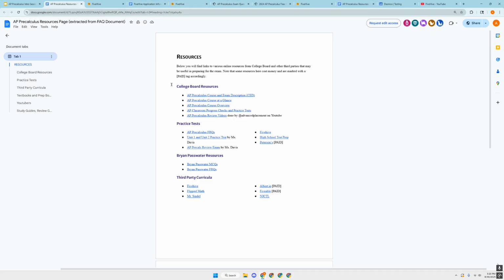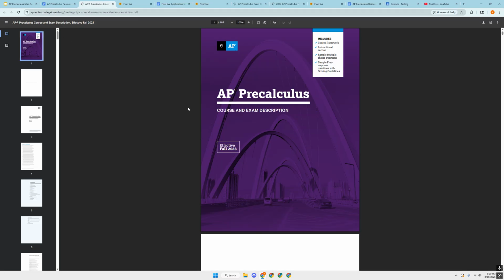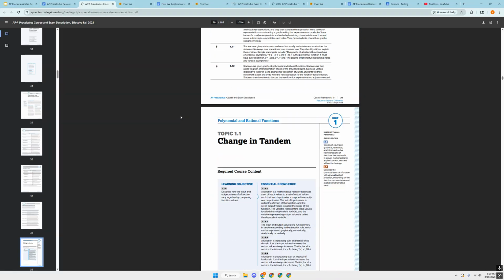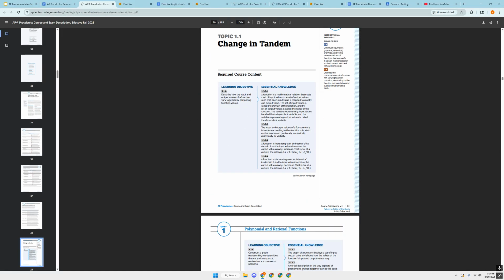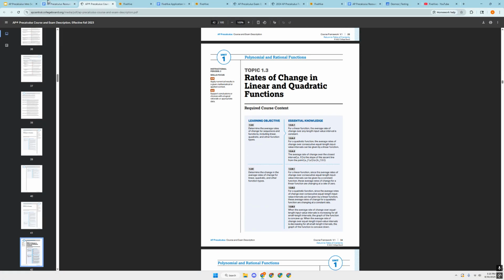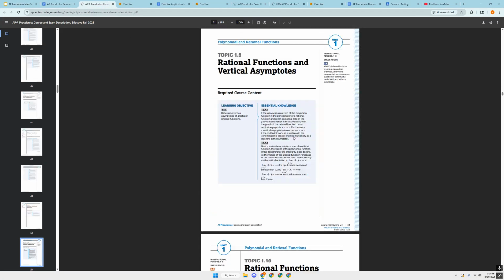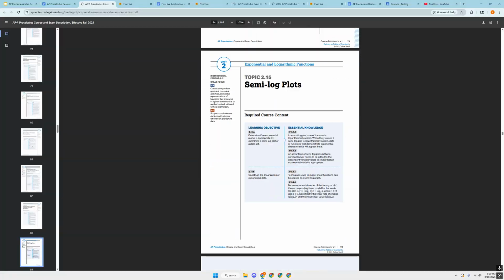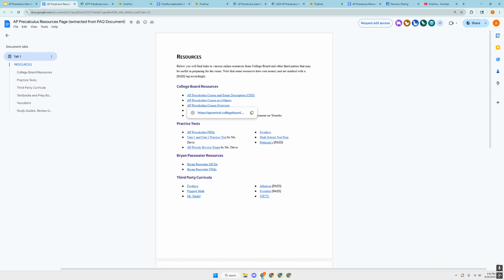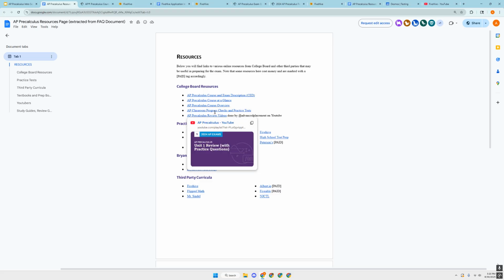Alright, so first, anything that has the paid label, you have to pay money for. First is the CED, which, if you scroll to a certain page, tells you what each unit covers. Like 1.1, it tells you what you have to know. Same thing at 1.2, and so on. There's also about 20 practice questions at the end of it. From there, there's the course at a glance, course overview, etc.